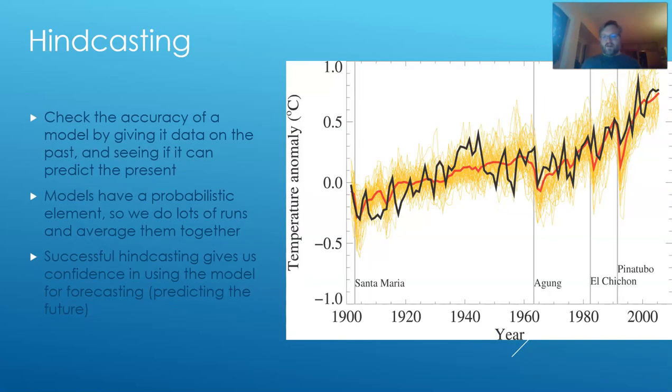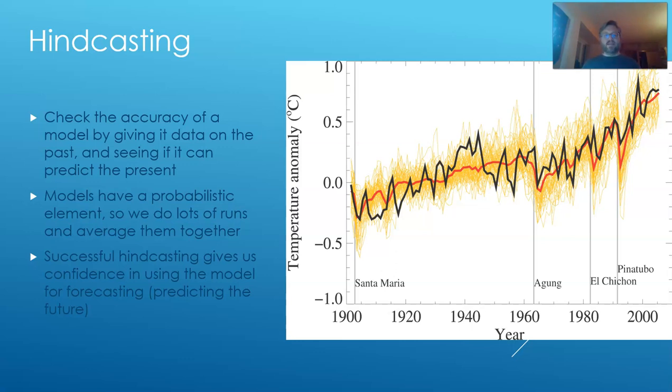Okay, so we've got a model. We can input some data into it. It can spit out a projection of what's going to happen. How do we know that our model is telling us anything that is relevant to what's actually going on in the world? Well, the main way that we test these models is through something called hindcasting.